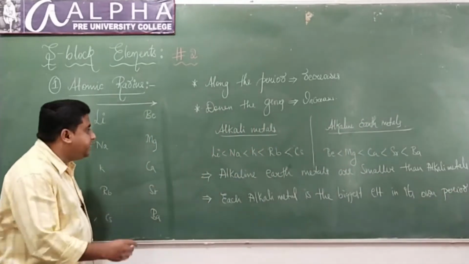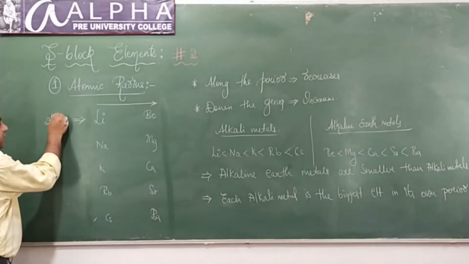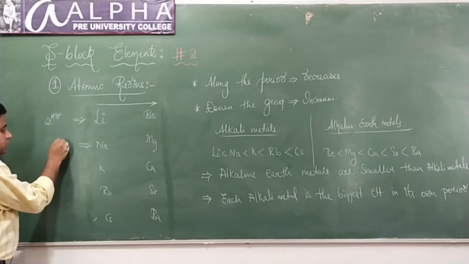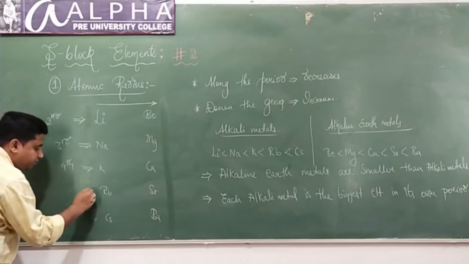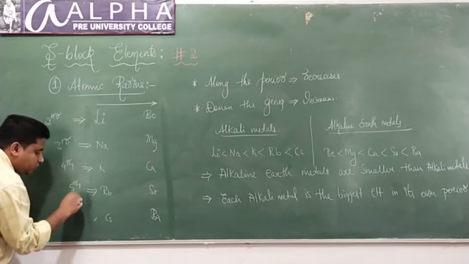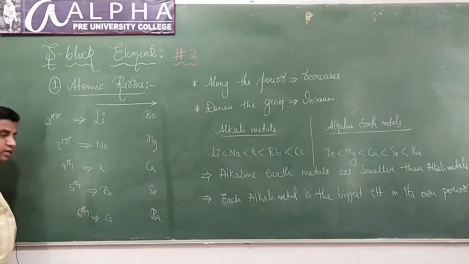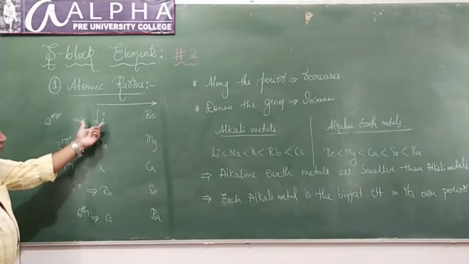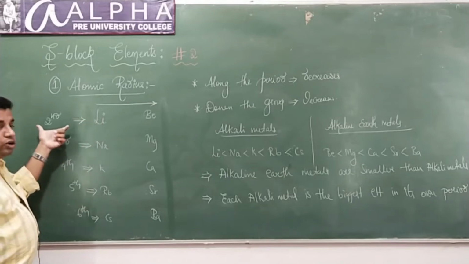That means lithium, this is the second period element, isn't it? Second period element. This is third period. Yes, this is fourth period. Yes, this is fifth period. Yes, this is going to be what? Sixth period, correct? Sixth period, isn't it? So lithium will be the biggest element when compared to all other elements of the second period.